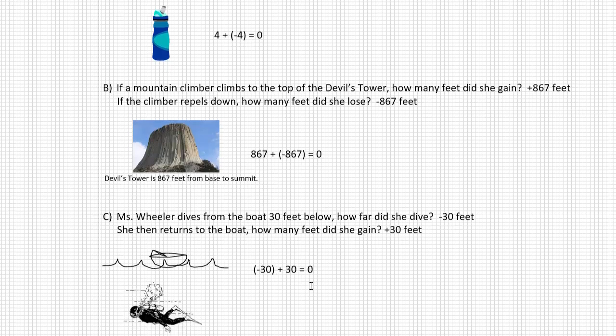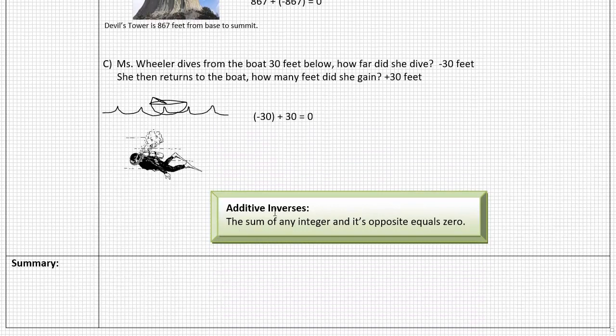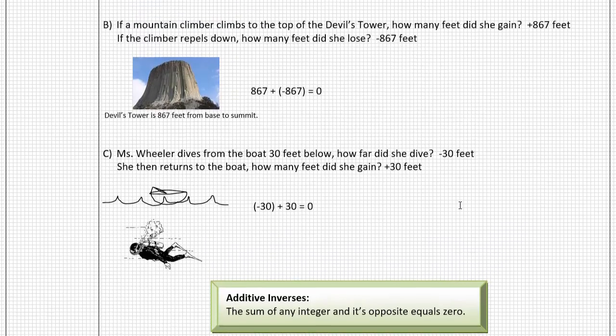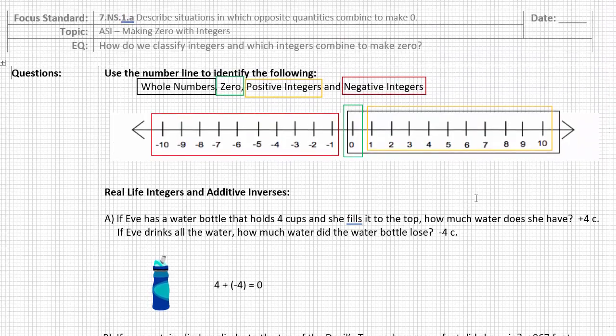And same here. So what we call those are additive inverses. When you add opposites, inverses is a fancy word for opposite. If you add opposites, it's going to equal 0. So the sum of any integer and its opposite always equals 0. We are going to conclude here, so please make sure that your notes are complete, and we will continue to work with integers in class.